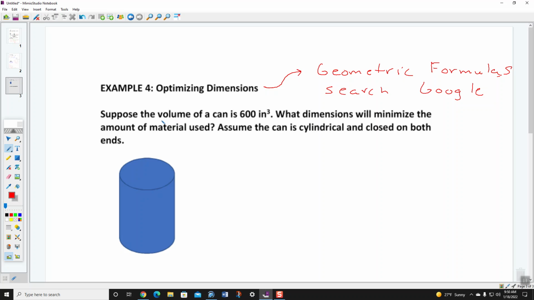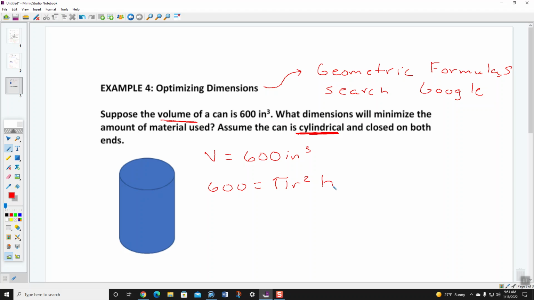What do we know here first? The volume of a can is 600. So we know the volume of a cylinder is 600 cubic inches. What is the volume formula for a cylinder? Anybody recall that? It has something to do with pi. If you didn't know that, you would Google the volume formula for a cylinder, and it will tell you it's pi r squared times the height. So this volume of 600 has to equal pi r squared times the height.